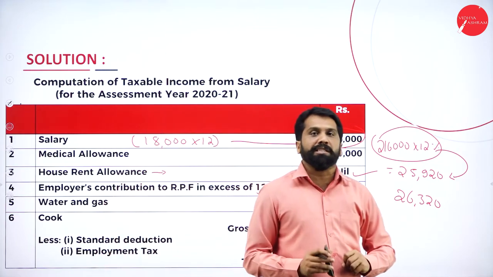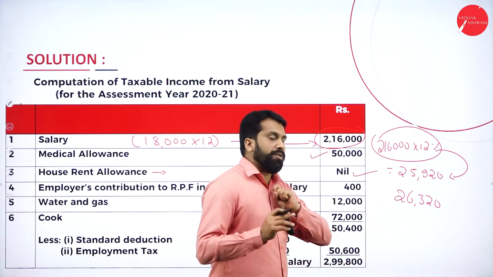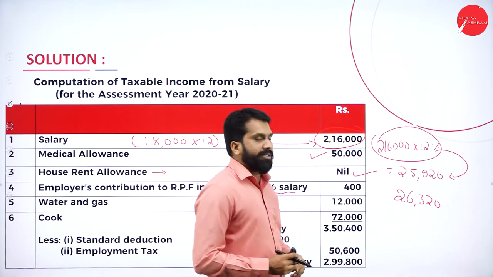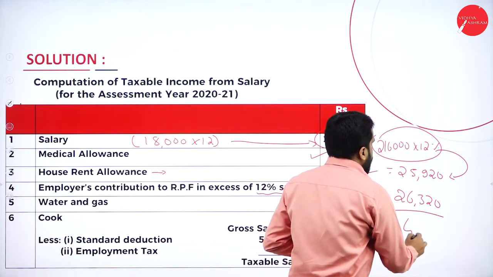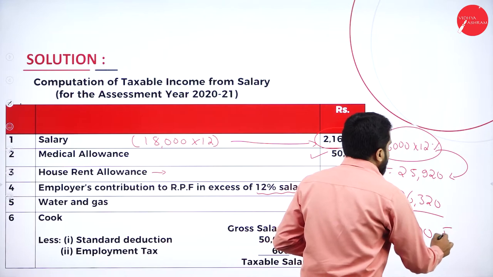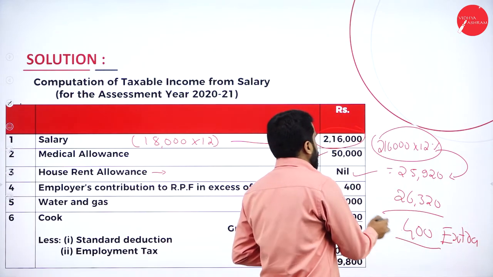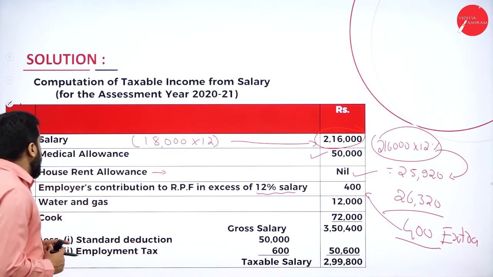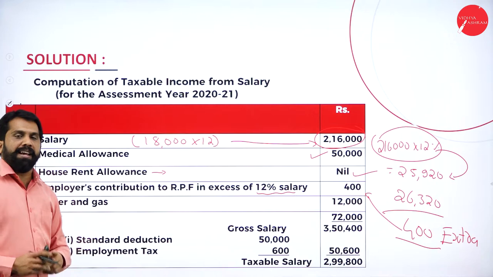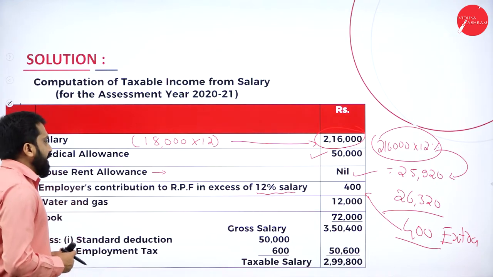25,920. But how much you received? You received more. How much more? You received 26,320. Means, you received around 400 rupees extra. This 400 we call it as your excess of employment contribution fund. Any doubt? No doubt. Next, your water and gas.